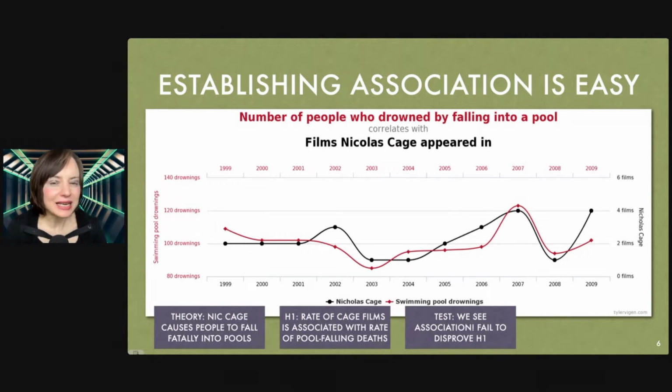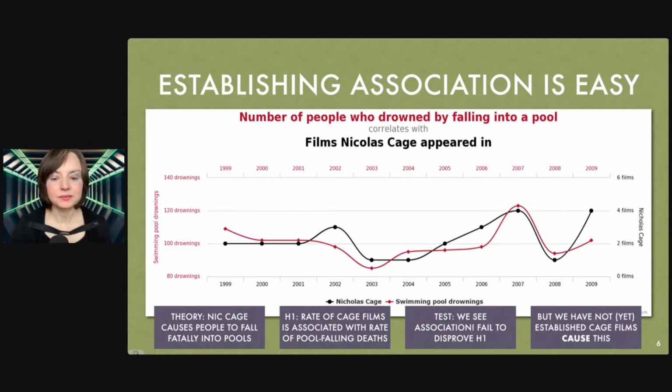Are people so excited about Nick Cage movies that they lose track of where they are and they fall in? Are they so devastated by the movies that they're throwing themselves in? And so on. So we haven't established any causality. Our ideas about causal mechanisms may give us an idea of where to look for more data to pursue this.